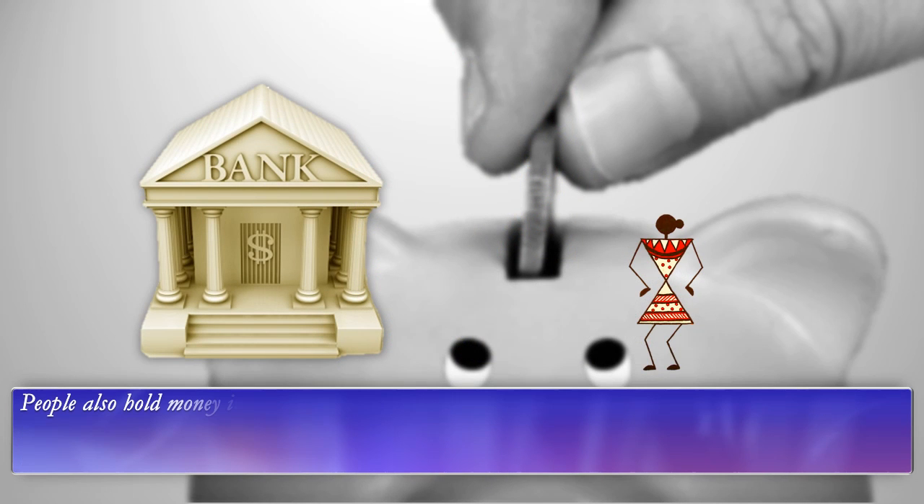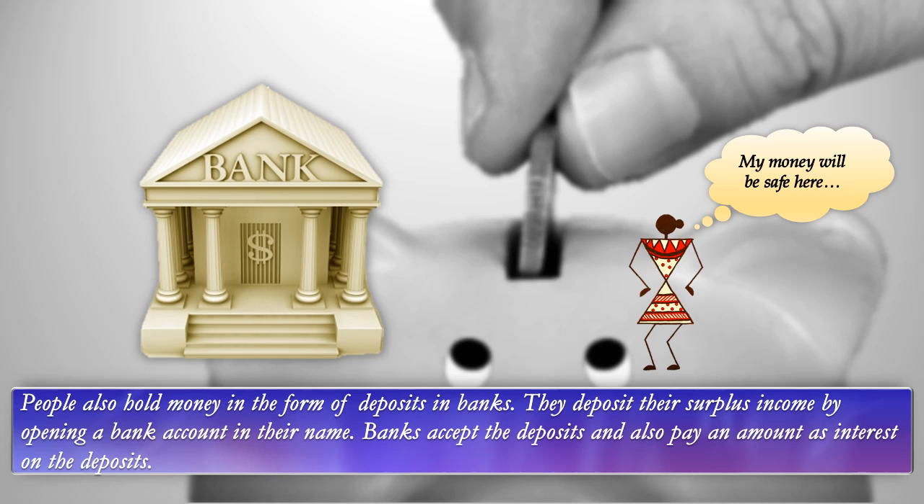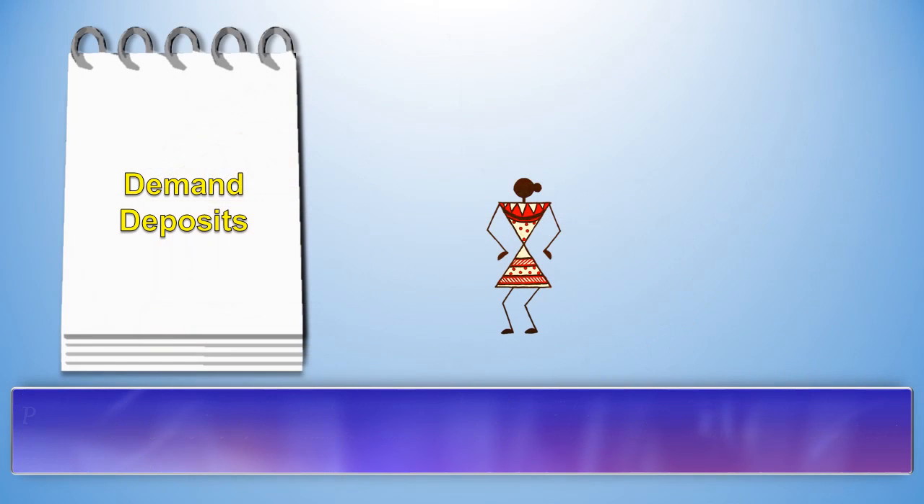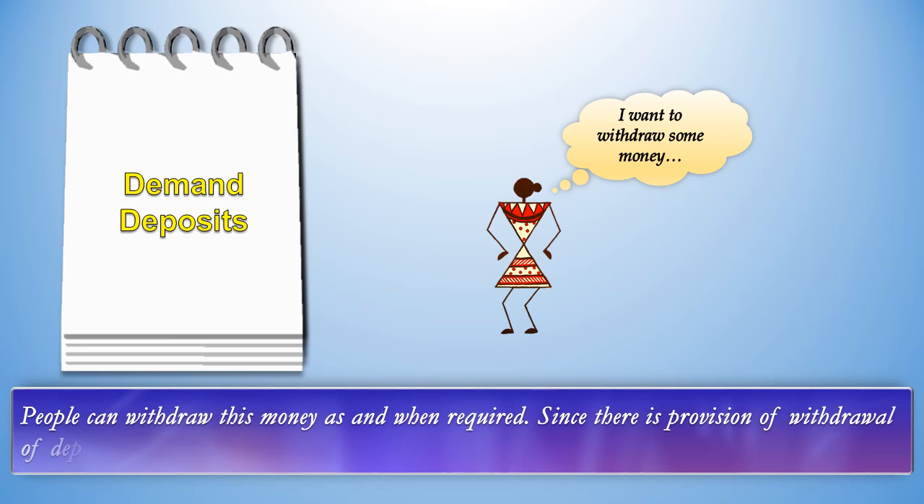People also hold money in the form of deposits in banks. They deposit their surplus income by opening a bank account in their name. Banks accept the deposits and also pay an amount as interest on the deposits. People can withdraw this money as and when required. Since there is provision of withdrawal of deposits on demand, these deposits are called demand deposits.